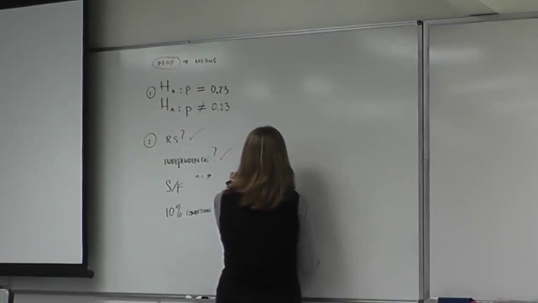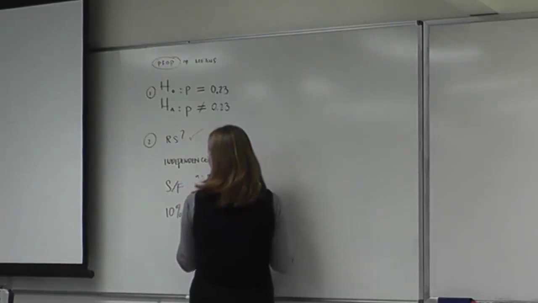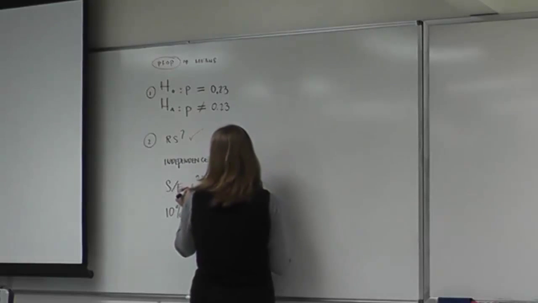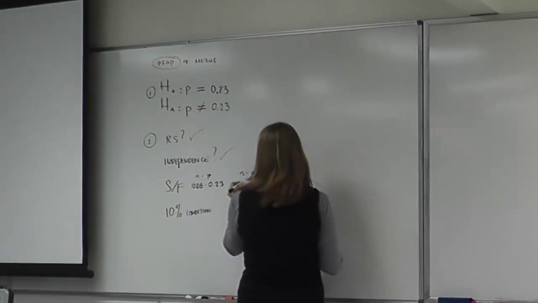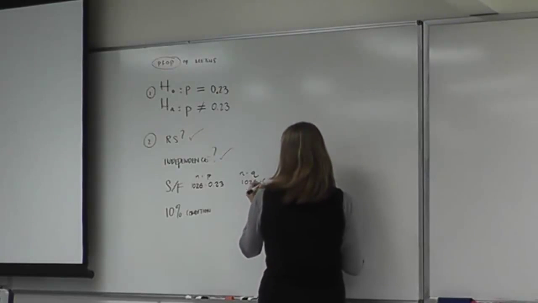So what was N? I think it was 235. Or wait a minute, 1,026. Sorry, I'm giving you the answer. That's okay. Times 0.23. And then we have 1,026. Now, what percent of students did not have at least one tattoo? That's what Q is. 77%.